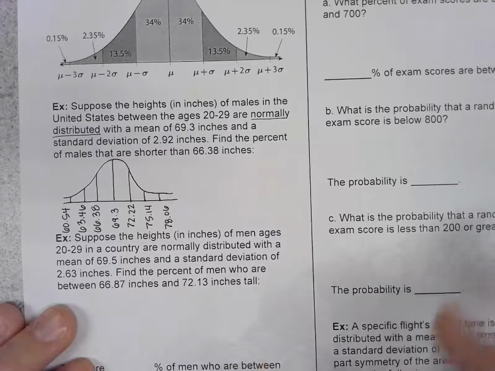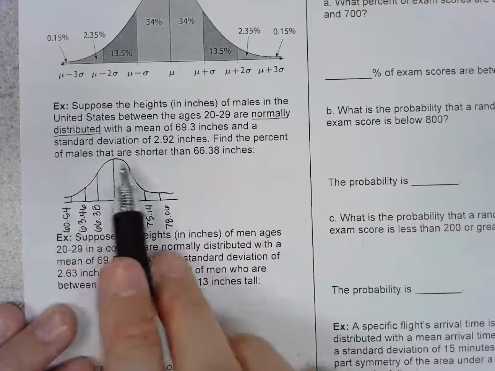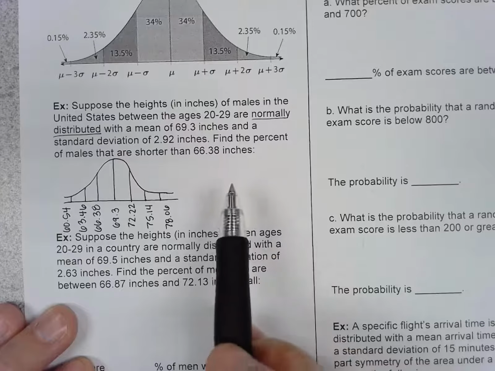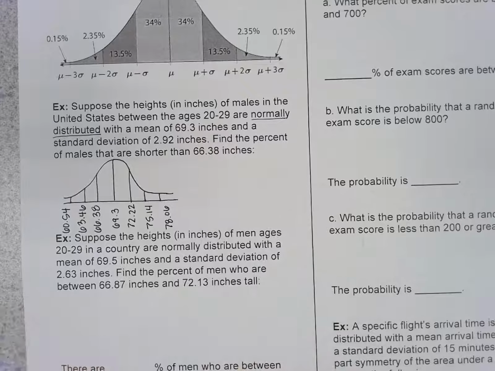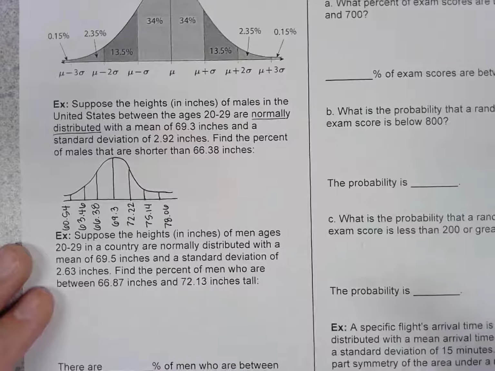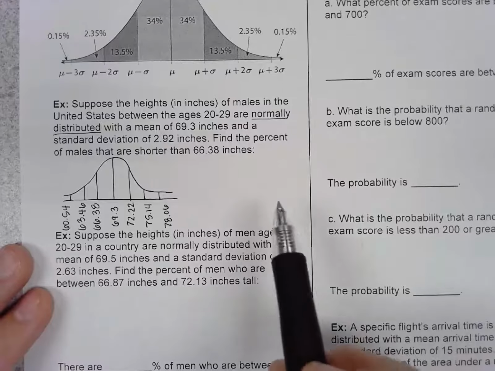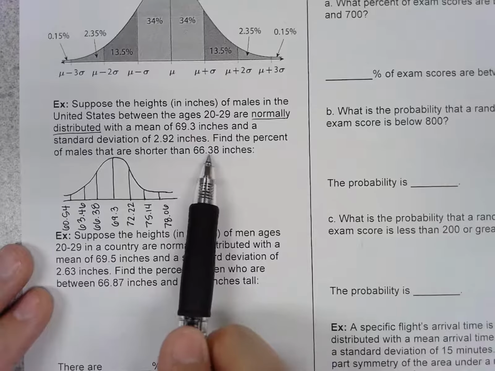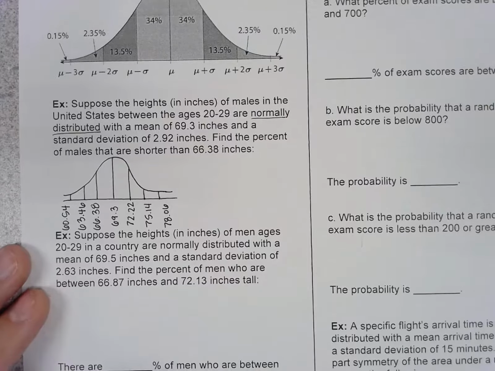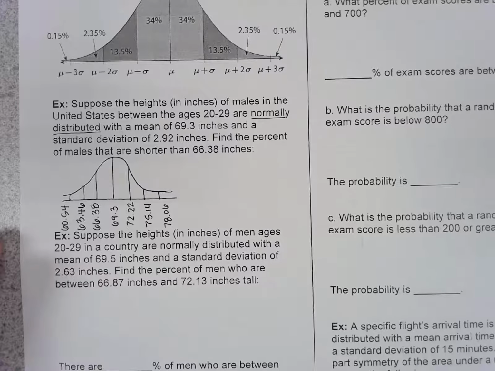This question wants to know, find the percent of males that are shorter than 66.38 inches. And so 66.38, if you notice and you look on your paper, that's one of the numbers. All of these problems are going to be rigged or set up so that the number that they give you is going to be one of the numbers that are down here on your normal curve. So they're always going to work out for you today.